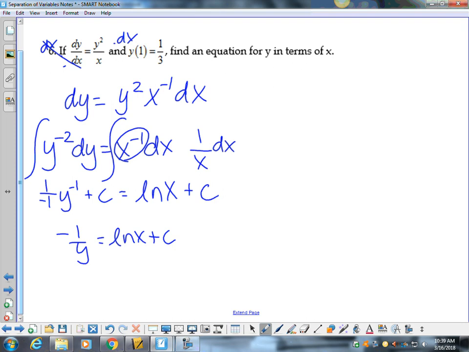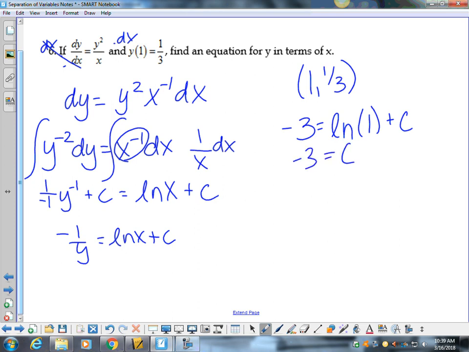So I'm kind of thinking maybe we should plug stuff in here before things get dicey. Okay, so my point is 1/3. So if I plug a 1/3 in for my y and it's on the bottom, what's going to happen? You're going to Bojangles and get a what? Yeah, a 3, and it's negative. So negative 3, ln of 1, plus c. And what's ln of 1? 0. So c equals -3.